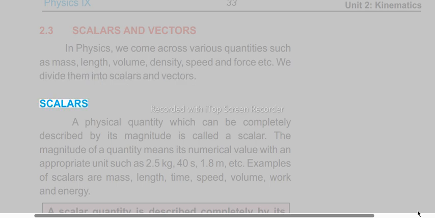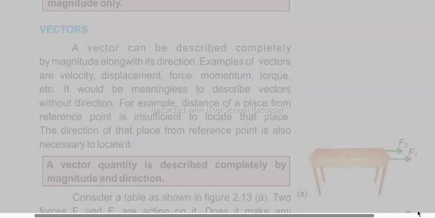Scalars. A physical quantity which can be completely described by its magnitude is called a scalar. The magnitude of a quantity means its numerical value with an appropriate unit, such as 2.5 kg, 40 s, 1.8 m, etc. Examples of scalars are mass, length, time, speed, volume, work and energy. A scalar quantity is described completely by its magnitude only. Vectors.